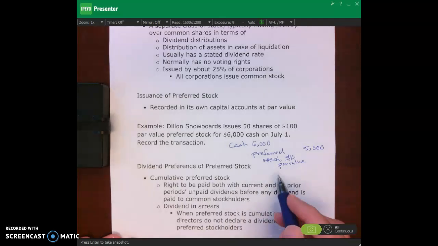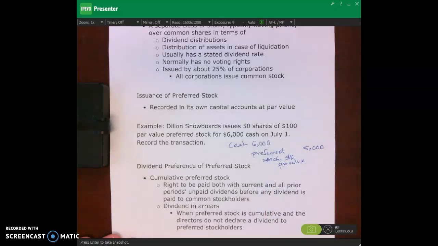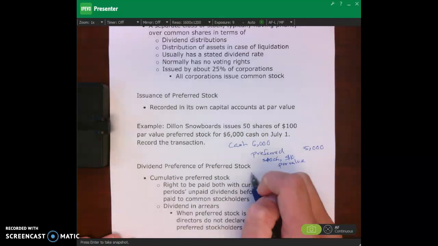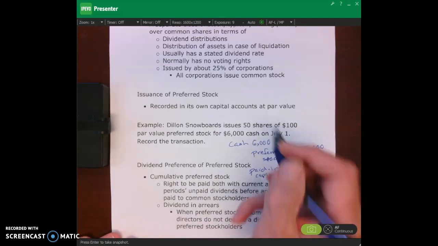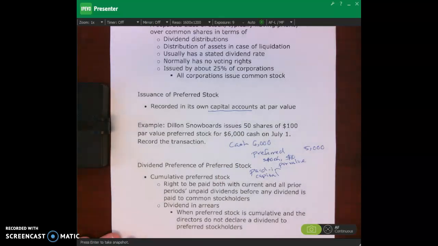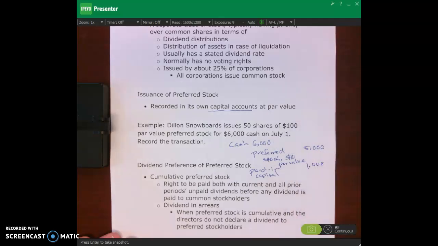And then just like what we did with issuing common stock, the difference between the par value and the market value, which is how much cash you get, goes to paid in capital. I'm just going to write paid in capital because I'm running out of room. But remember, it's an equity account. The full name of the account would be paid in capital in excess of par value, comma, preferred stock, not common stock. Because it's its own capital account. Okay, so that $1,000, which is the difference between the market value and the par, is credited to the equity account, paid in capital in excess of par value, comma, preferred stock. Okay.